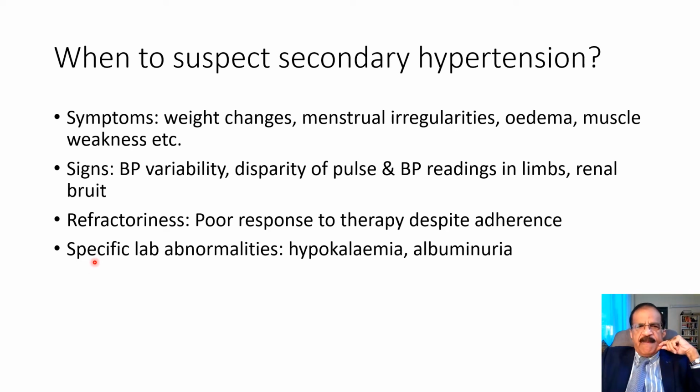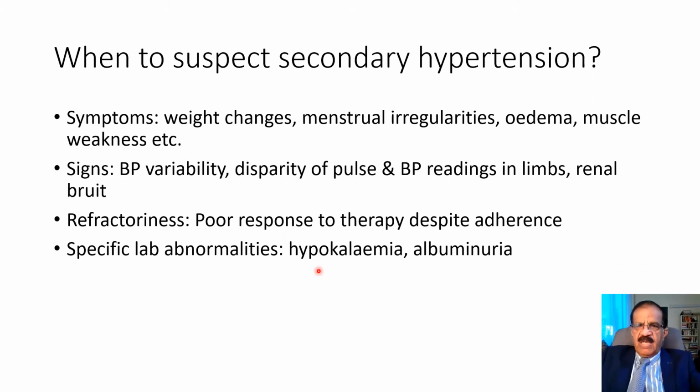Then specific lab abnormalities in the initial evaluation: hypokalemia, albuminuria. Now, I recently saw a patient, this is actually a real story, somebody who had hypertension for the last 25 years, and he had hypokalemia documented. I just went through his file, and he had multiple readings of hypokalemia, believe you me, and he was just being treated as essential hypertension, and he was not on any diuretic which could explain hypokalemia.